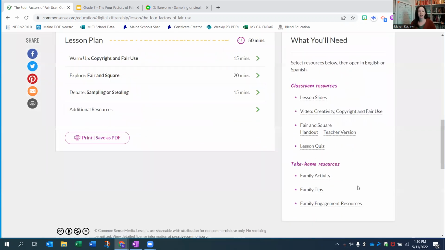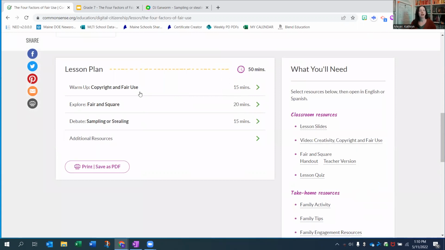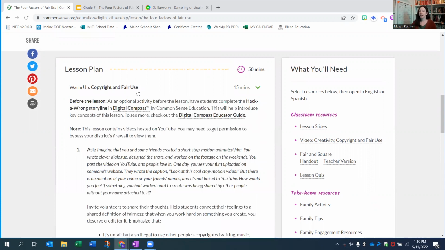Your resources are here on the side. We've got our warm-up about copyright and fair use. And just like our lesson plan had last week, the Digital Compass storyline, which again is a really fun gamified, kind of video game version of a lesson around fair use. There is that option for this lesson as well. So that might be something you want to assign your students as homework.